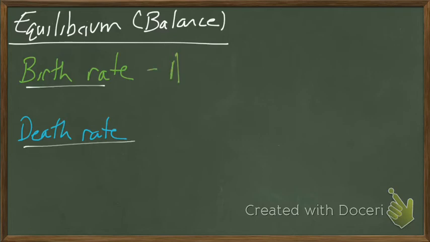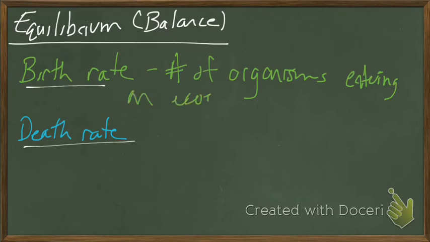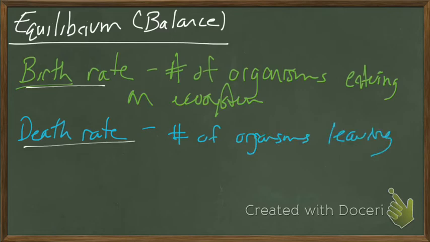So the birth rate is the number of organisms entering an ecosystem. Specifically, it's in the name, it's about birth, but if any organism were to migrate into the ecosystem, that falls under it as well, in lesser terms. Death rate is the number of organisms leaving an ecosystem. Forgive my writing, I do want to get through this quickly.